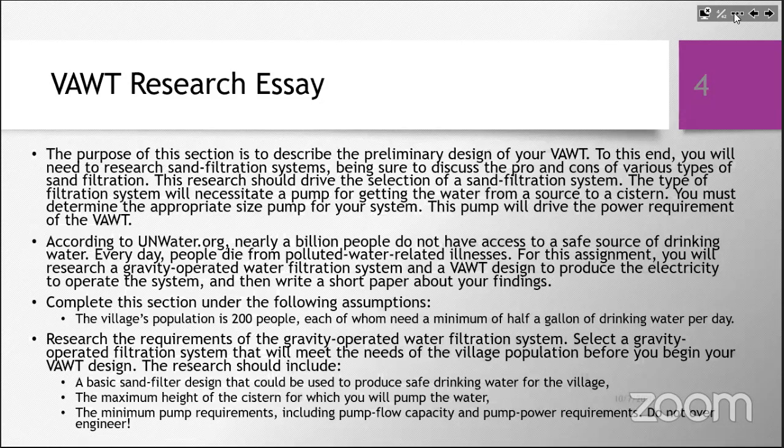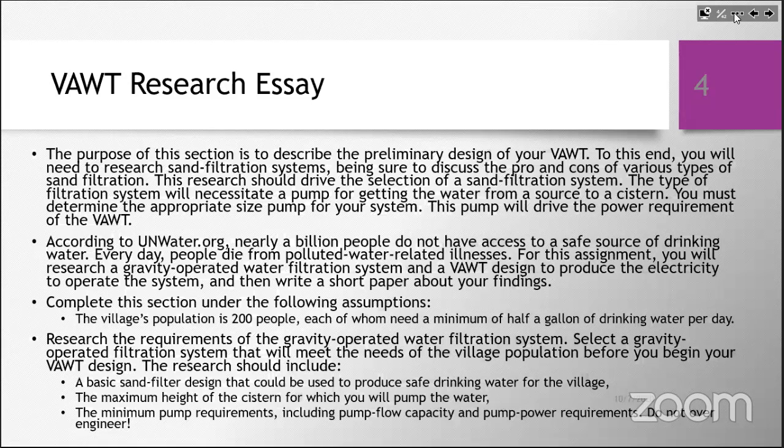Research should include a basic sand filter design and a maximum height of the cistern that you will need to pump the water, and the minimum pump requirements, including pump flow capacity and pump power requirements. And we don't want to over-engineer, right? So don't just say, well, I'm going to get the biggest pump that I can, right? Because then you're going to have to over-engineer your VAUT, right?